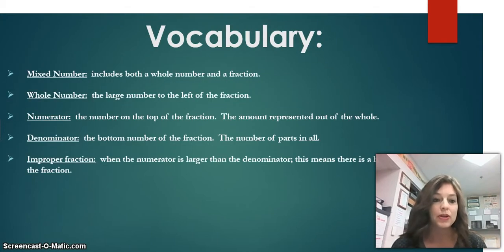So our vocabulary words are mixed number: a number that includes both a whole number and a fraction. Whole number: the large number to the left of the fraction in a mixed number. Numerator: the number on top of the fraction, the amount represented out of the whole. Denominator: the bottom number of the fraction, the number of parts in all. An improper fraction: when the numerator is larger than the denominator. This means that there is a hidden whole number in the fraction.